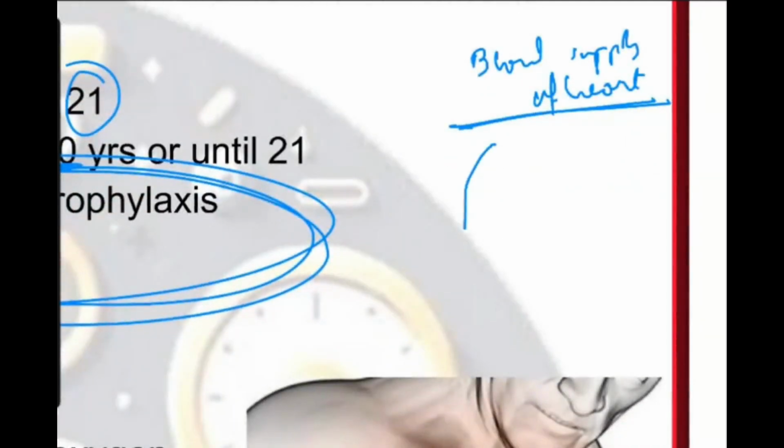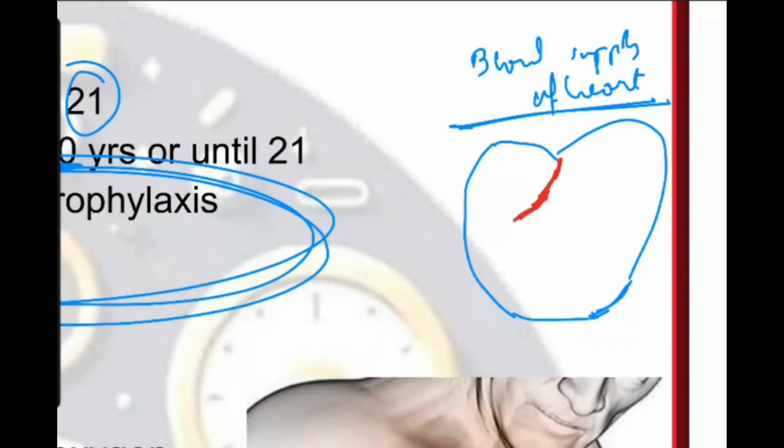Okay, I'll draw a diagram here of the heart. Okay, so two coronary arteries, everybody knows two coronary arteries. So this is the right side of the heart. The right side of the heart is supplied by the right coronary artery. Broadly speaking, I don't know anatomy. I am with you, I don't know anatomy. Not going deep. So right coronary artery, left coronary artery.